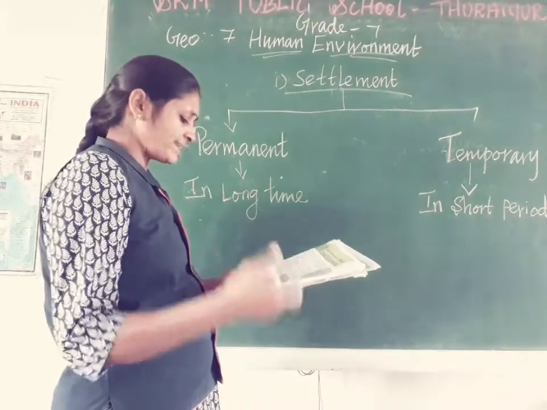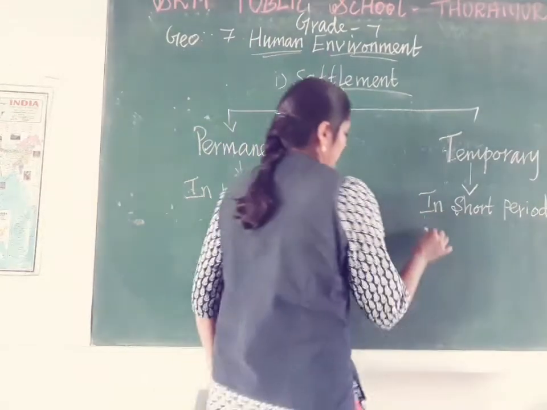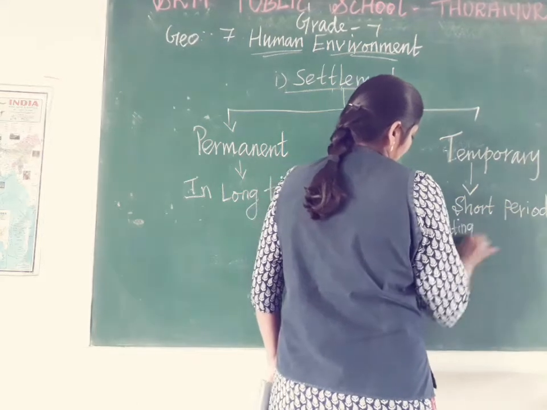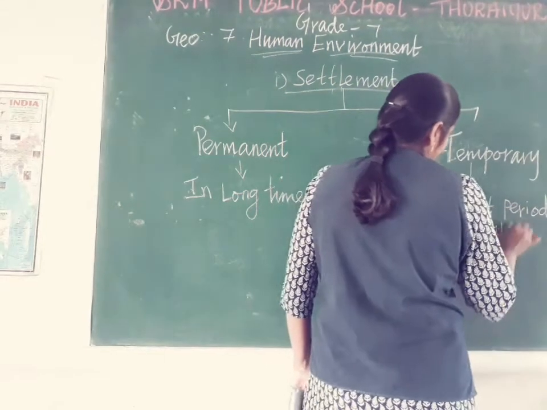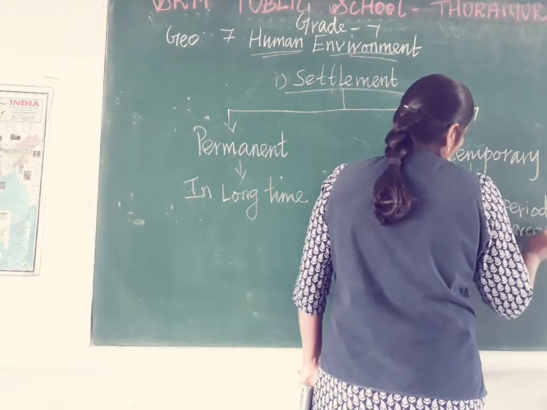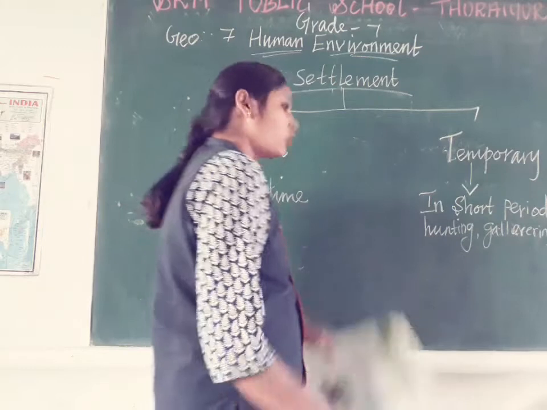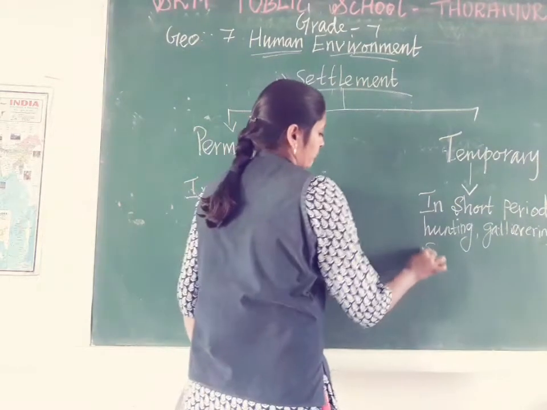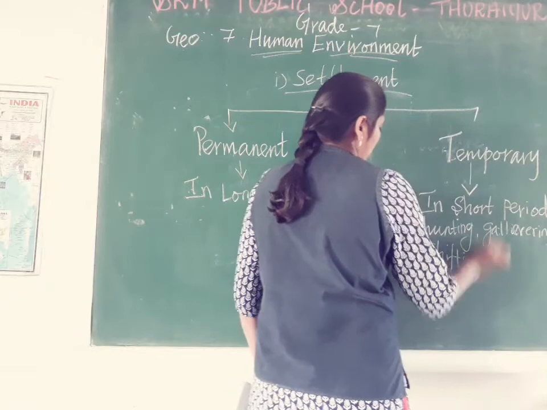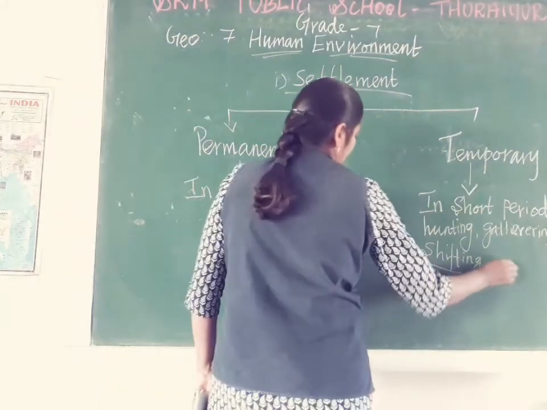So what are the examples of temporary settlement? Hunting. The people who live in the forest, who are involved in hunting and gathering, that means tribal people. Tribal people gather, and they follow shifting cultivation. You know very well, in history we discussed shifting cultivation. So what is shifting cultivation?